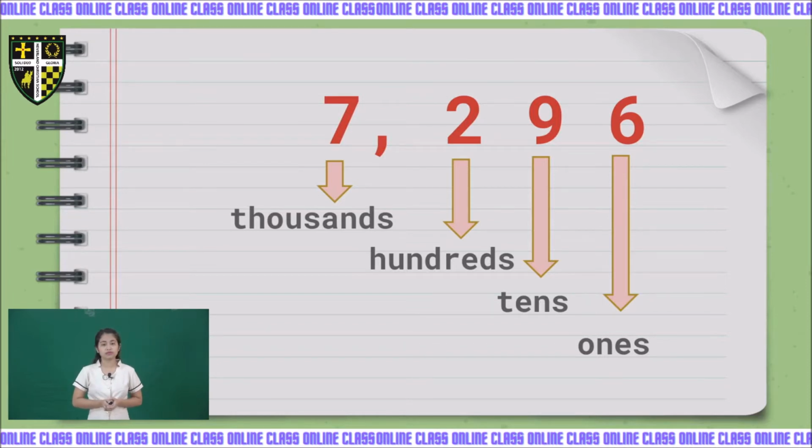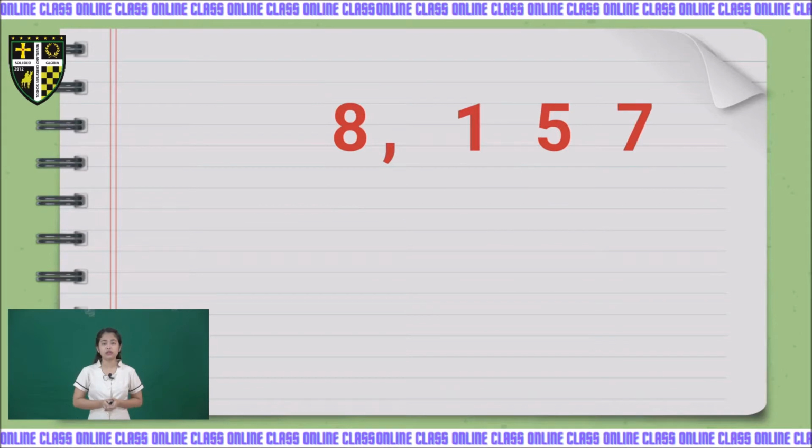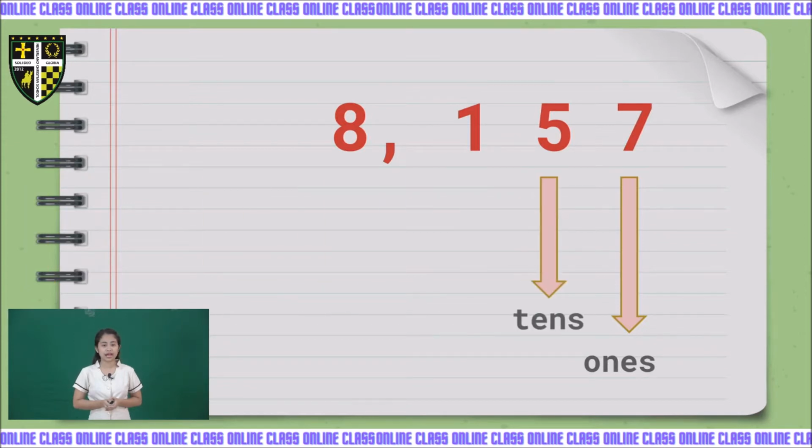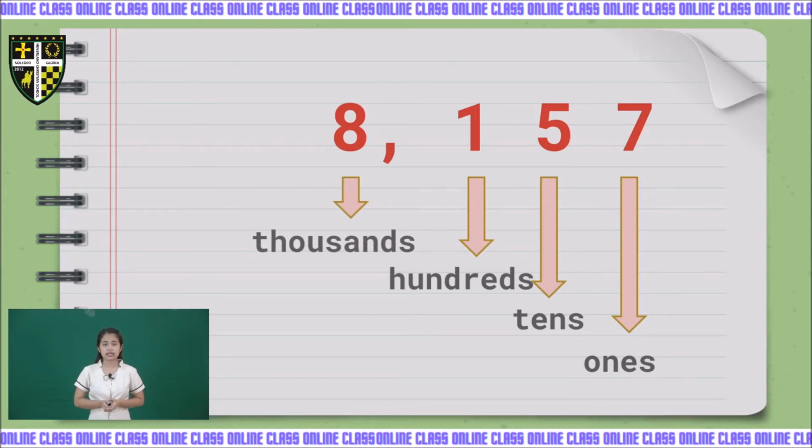So now, another example, we have the number 7, and it is in ones. Next, we have the 5, and it is in the tens place value. And next one, we have the 1, which is in hundreds. And then the last one is in the thousands place value.